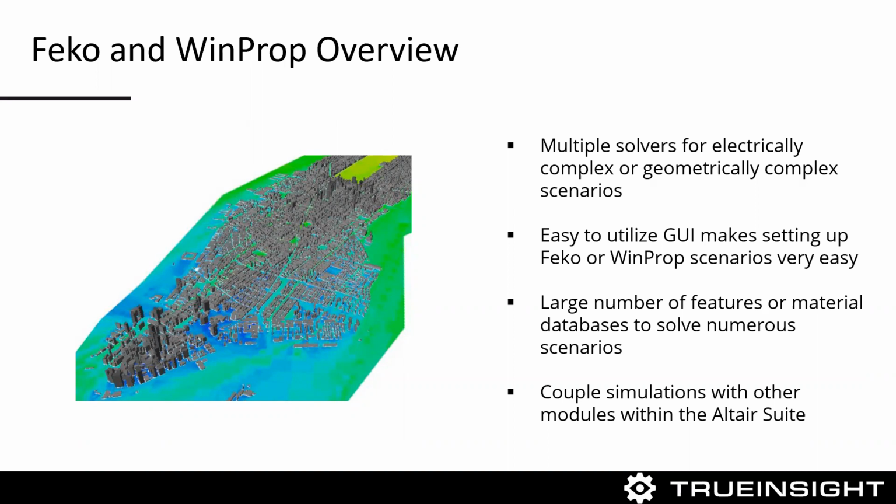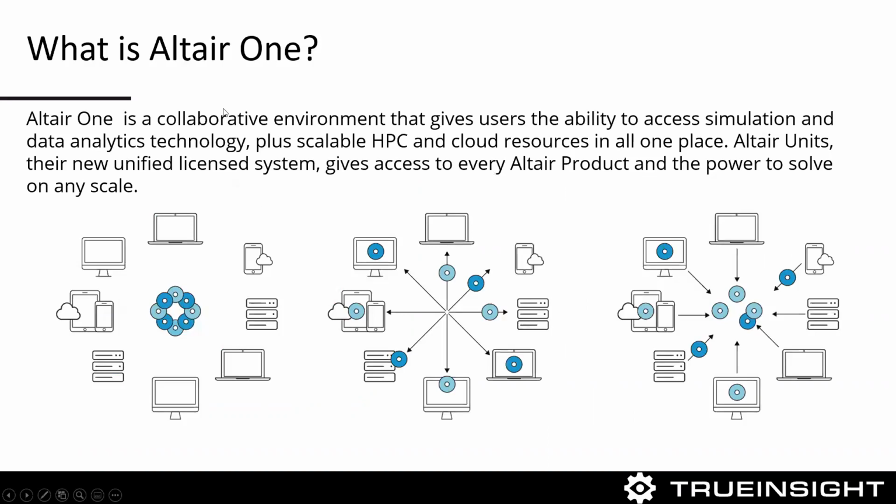There's a large number of features and material databases. One of the things within Feko is that you have components you can add, so you have different material databases available to you. And lastly, you have the option to couple simulations with other modules. So you saw that Winprop works in conjunction with Feko. So you're coupling scenarios, but you can also couple, like I mentioned, Feko with HyperWorks or HyperMesh or other tools within the Altair suite.